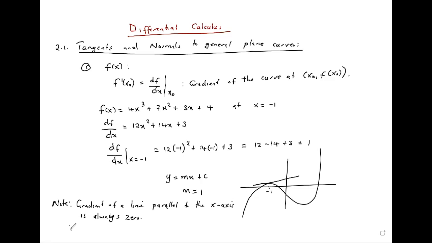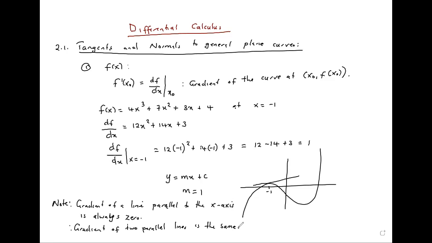So the gradient of two parallel lines is equal. Is the same. All right. So two parallel lines have got the equal gradient. Yeah, that one was okay. And this is how you find that. This is how we find the gradient.